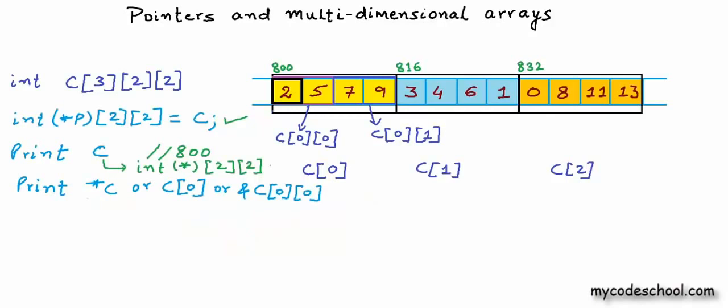C is returning us pointer to 2-dimensional array of integers. C itself is an array, there is difference between the two types.